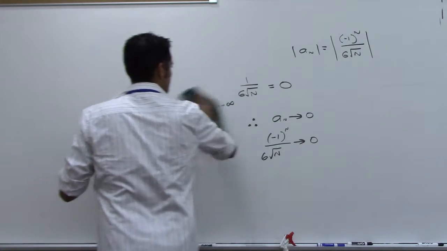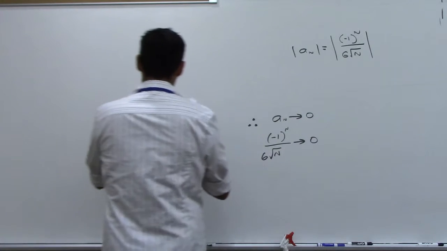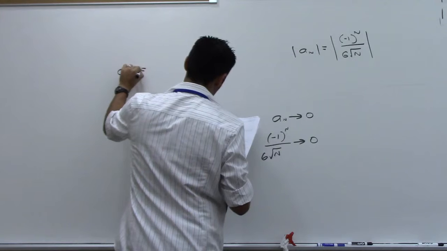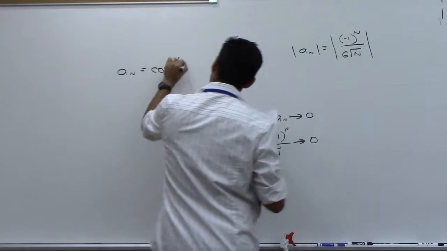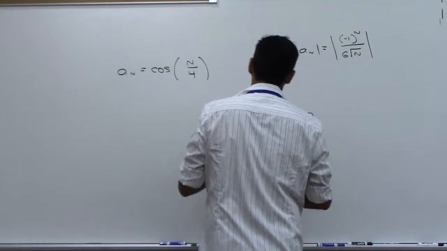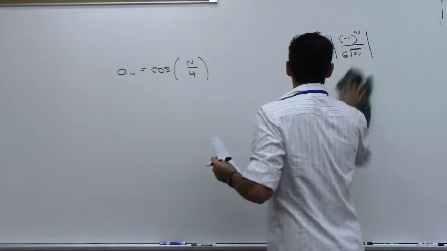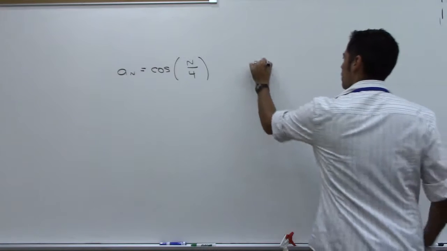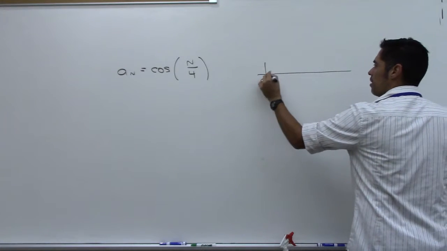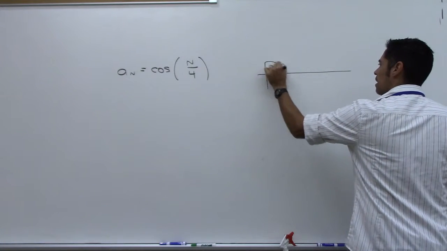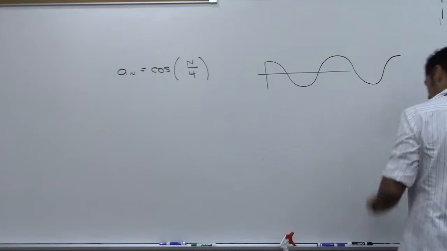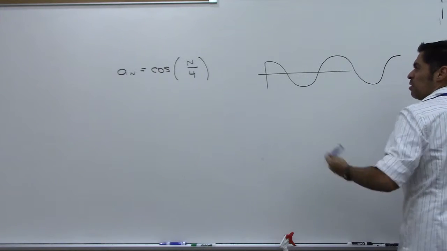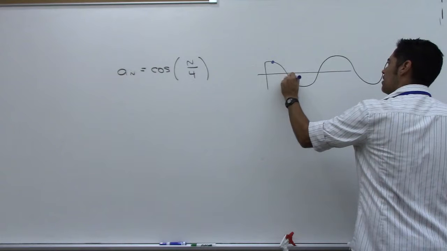All right, next one. A sub n is cosine n over 4. And so what happens as n goes to infinity? Well, what does cosine function do? That's basically a cosine function. Cosine goes like this, right? And since this is a sequence, we're only looking at certain points on that cosine.